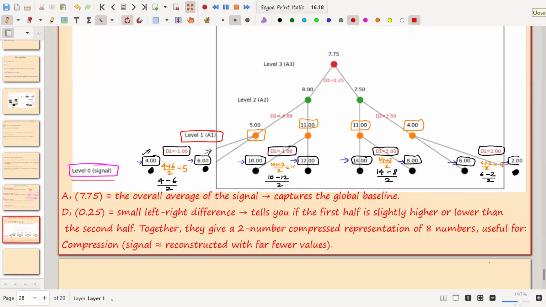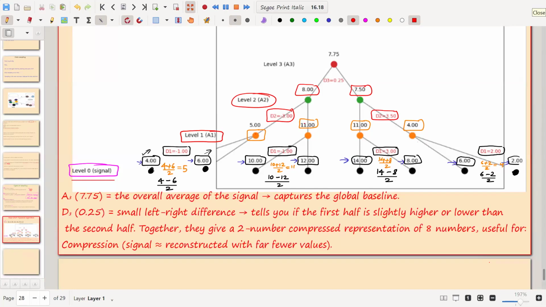Now you can do the same thing, right? 5 minus 11 divided by 2, what you get? Minus 3. That is the second one. Same, 11 minus 4 divided by 2, 3.5. Now can you add them up and divide by 2? 8. 11 plus 4 divided by 2, 7.5. So you got a new level, level 2. Now you see that from 4 values in orange, you went to 2 values in green, so your data set has decreased by 2.